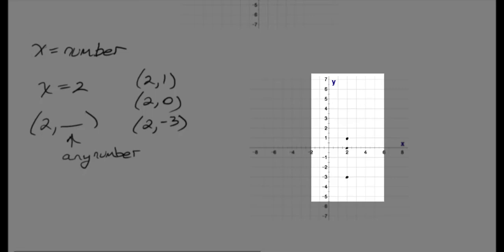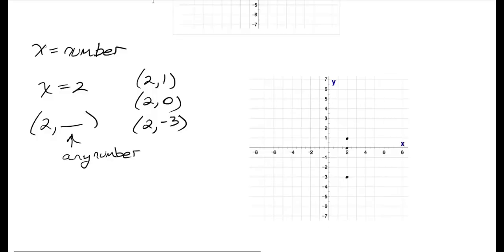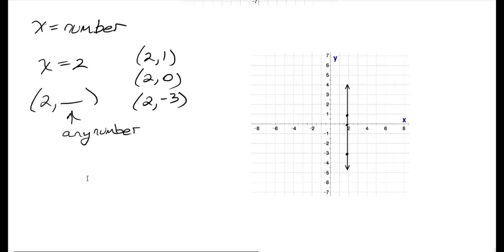We're seeing a vertical pattern. And that's exactly what the graph of this equation is going to be like. It's just going to be a vertical line through these points. And this is going to happen for any equation x equals a number. So if I had an equation that said x equals -2, I'm just going to have a vertical line that goes through -2.